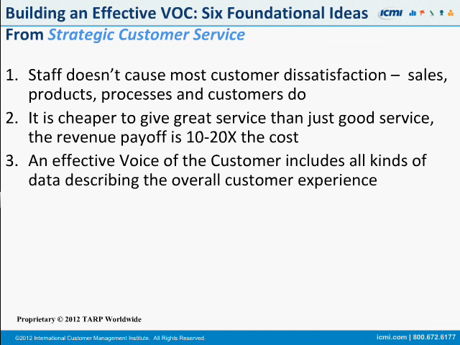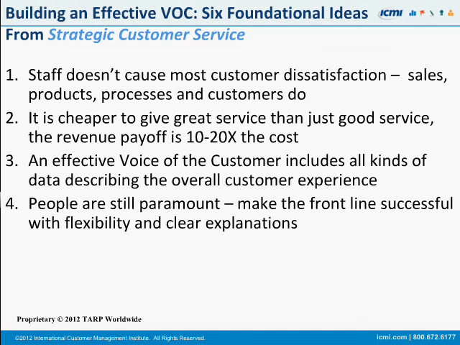Now, our contention is that the operations data that says what you're going to do to that customer, the call center data, and the survey data are all describing the same set of events. So to describe the overall customer experience, you have to be able to pull all that data together.